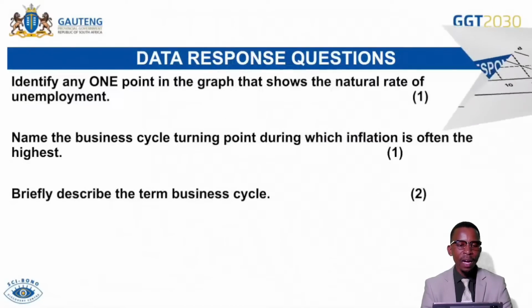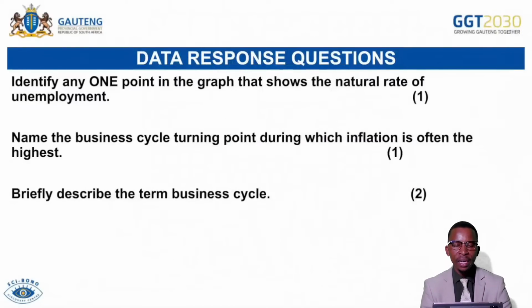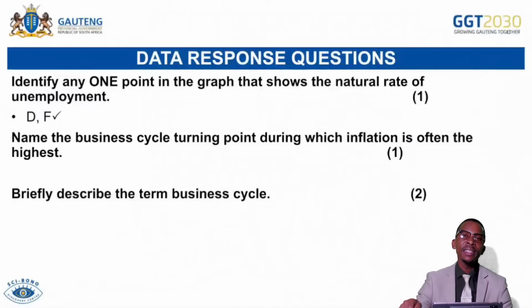And then identify any one point in the graph that shows the natural rate of unemployment. Let's check. The answer is D or F. Point D is indicating natural unemployment because the unemployment is at the highest, but inflation is 0. And then point F is showing that as the PC shifts back, PC touches our horizontal axis down there, and then unemployment will be decreasing, but it does not affect the inflation.